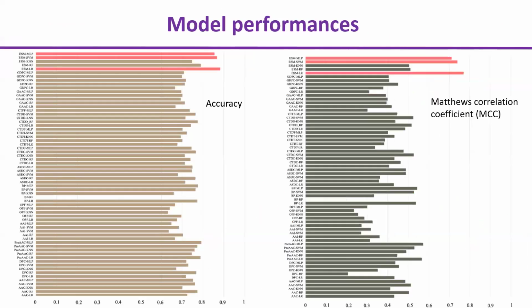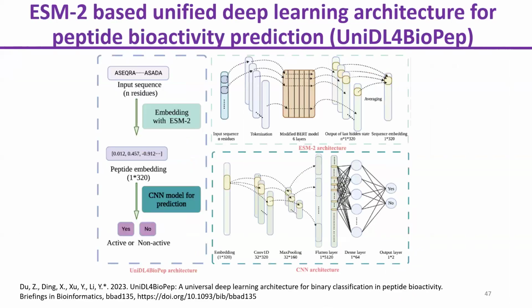And then the model performance definitely confirms our hypothesis. Basically, all the ESM2-based embeddings outperform the other traditional embeddings. Of course, the classifier is also important, but at least combined with ESM2 it gives much better performance. And then we asked ourselves, can we make it even more powerful? With ESM2, can we build a really universal model for the prediction of peptides and proteins?